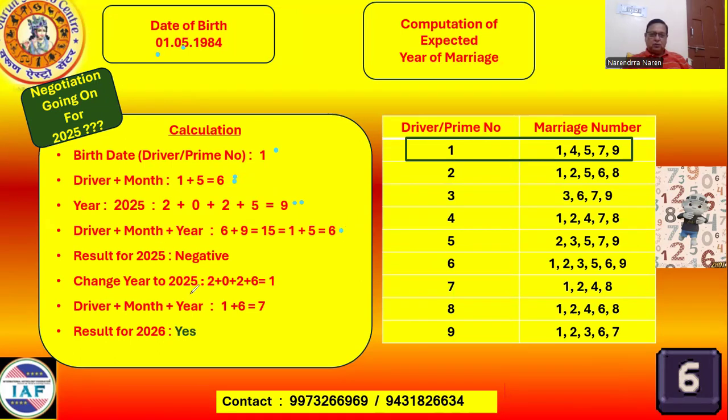But what will happen in 2026? In 2026, when we add it together, we are getting 1. And this 1 plus 6, I mean 6 is coming from here and 1 from here, we are getting 7, and this 7 is available here. In this way, we are getting this number.